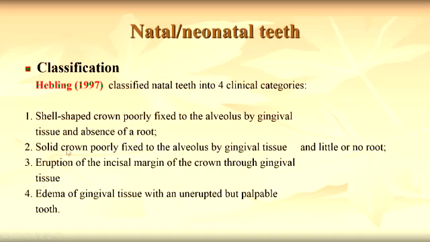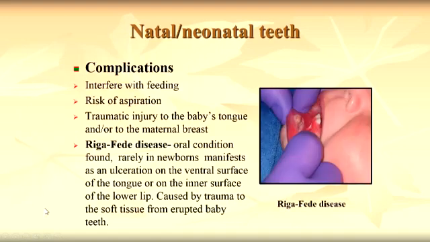Second, a solid crown, poorly fixed to the alveolus by gingival tissue, and little or no root. Third, eruption of the incisal margin of the crown through the gingival tissue. And the final type, edema of the gingival tissue with an unerupted but palpable tooth.